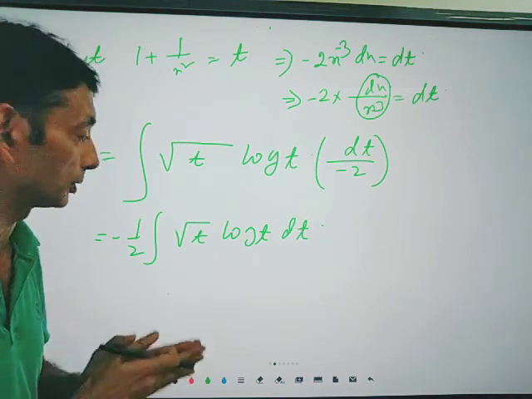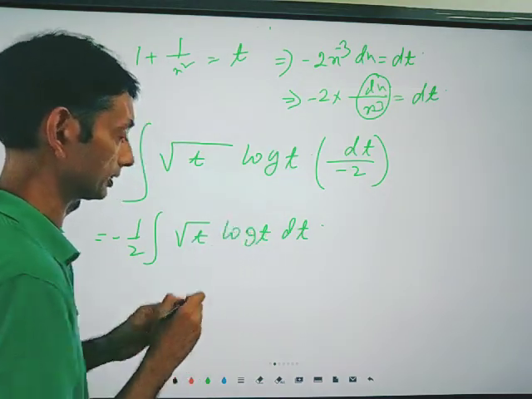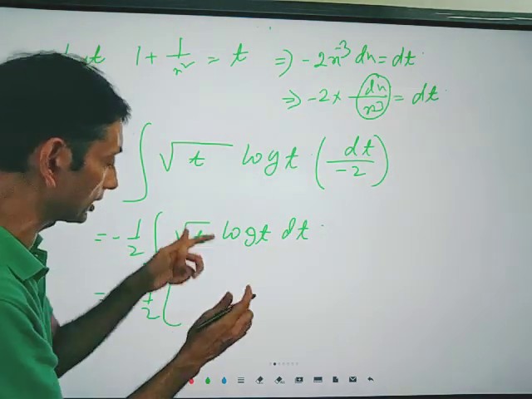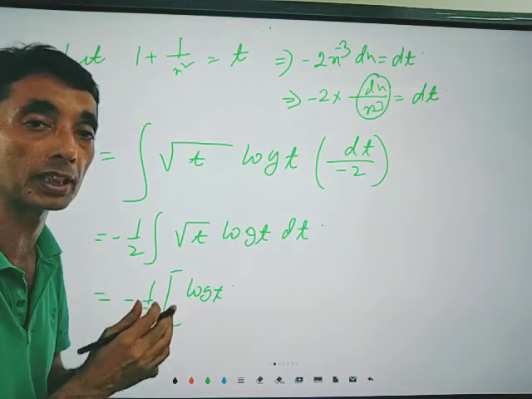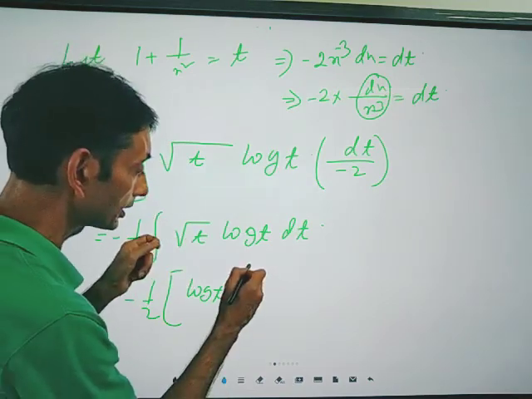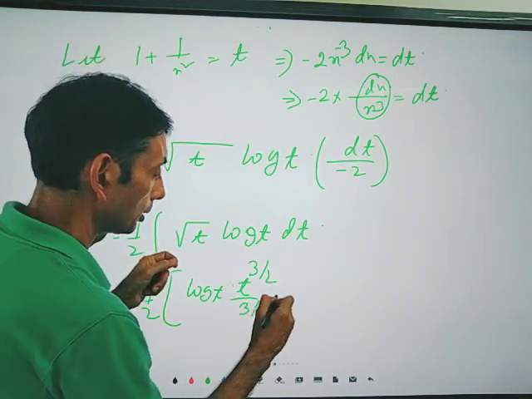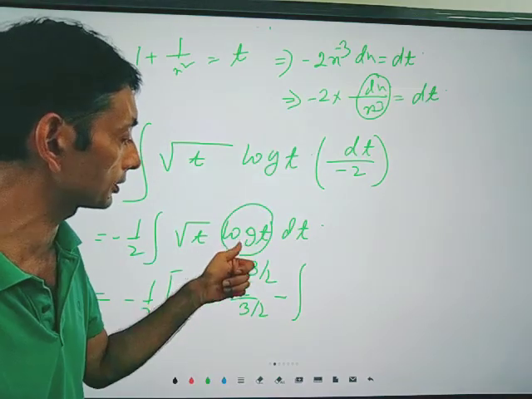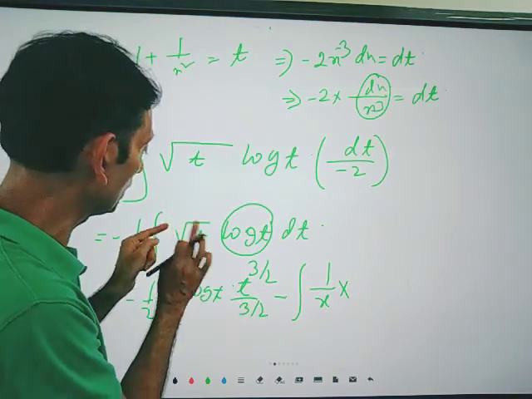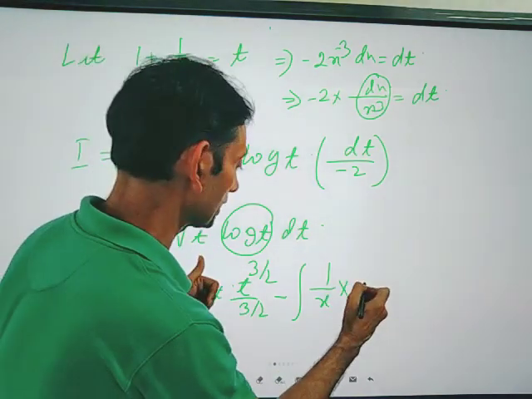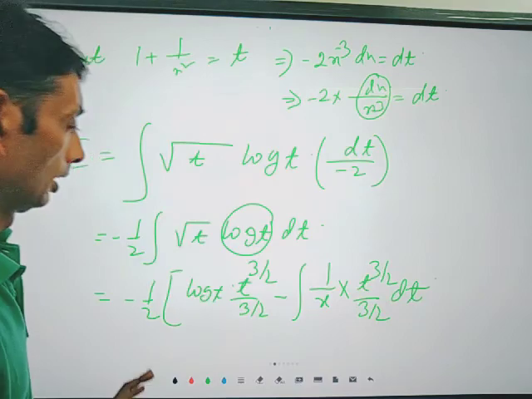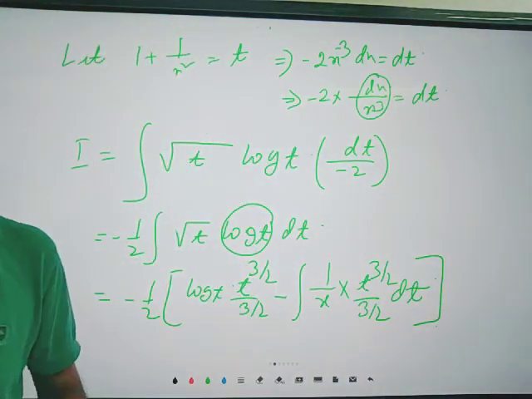We'll just integrate this by integration by parts. Here we have root t and log t, so naturally log t will be the first function, and we integrate root t. If we integrate root t, it will be t to the power 3 by 2 divided by 3 by 2, minus. Since this is the first function, we differentiate it, which gives 1 by t. The way we integrated root t, we again get t to the power 3 by 2 by 3 by 2, dt. And next we'll continue this.